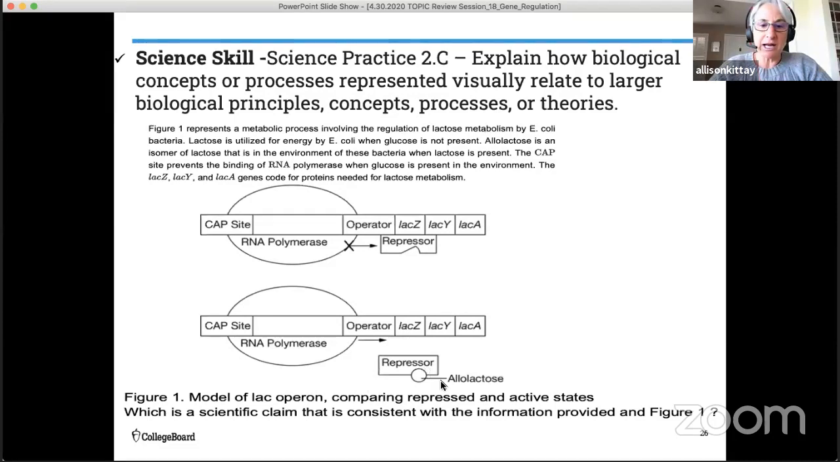And again, if you look at allolactose, here's the repressor, here's the operator. We can see that RNA polymerase is here, and we can see an arrow. Here we see allolactose absent, and so the repressor is in the operator. Repressor is not in the operator here. And we can see that RNA polymerase is not transcribing. We've got a big X there. So this is the question. Which is a scientific claim that is consistent with this information that is presented visually in figure 1? I'll come back to this, but let's look at our answer choices.